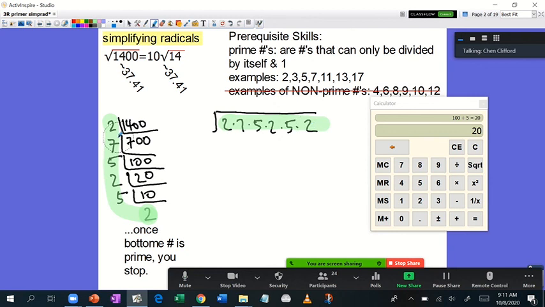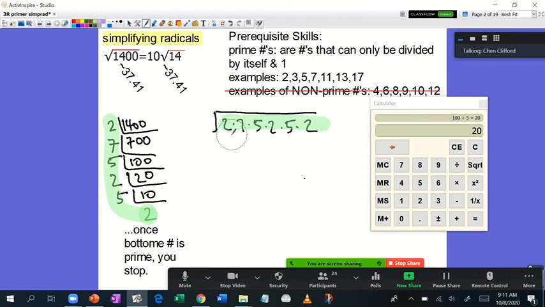I just wrote this green highlight out over here. By the way, if you multiply all these out, you're going to get 1400. And you can write this in any order you want. It doesn't have to be 2, 7, 5, 2, 5, 2. You could have done it in any order.